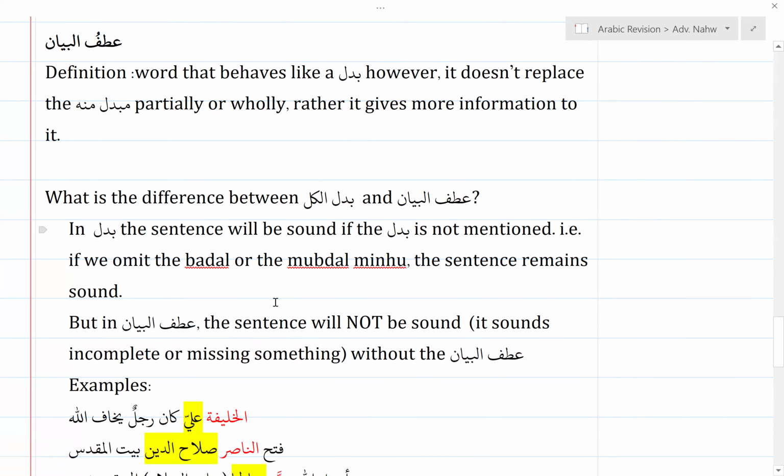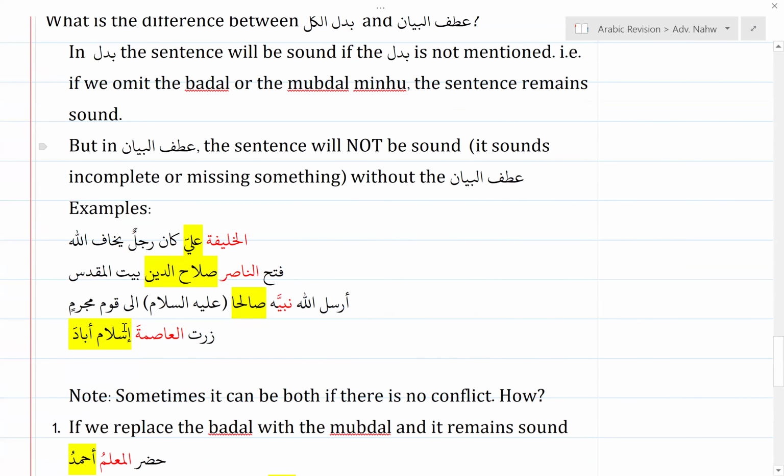Now, the thing about atf bayan is that you cannot remove the mubdal minhu and replace it with the atf bayan. You cannot do that. You need the mubdal minhu, you need what you're replacing. It has to be there, and then you give more information to it. Then this becomes atf bayan. But badal al-kull, بدل الكل, you can remove the مبدل منه and replace it with the بدل, and the sentence will still make sense. So let's look at a couple of examples here.